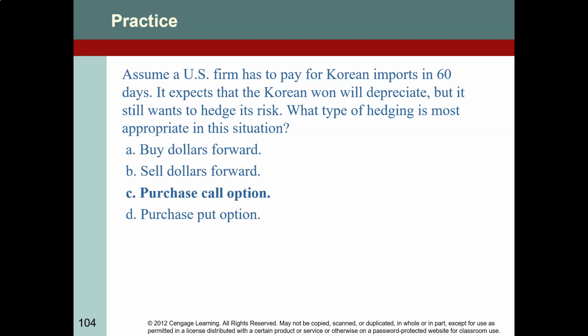We think that the Korean won will depreciate. It will not be as expensive, but we still want to hedge the risk. So we want to purchase a call option so we know that we can purchase the Korean won at a strike price.